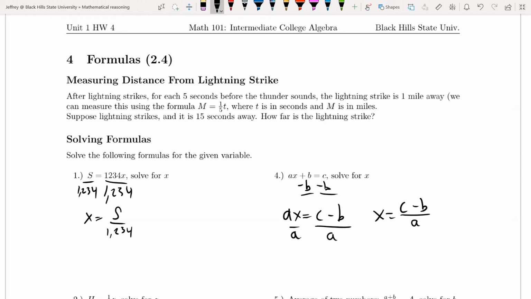Now, this is one of two ways we can write this answer. The other one being that we could divide each of the numerator terms by a. So in other words, we can write this as c over a minus b over a. And in some cases, this may be more useful than the first. However, I believe for the online homework, you should be fine just leaving it in one single fraction.